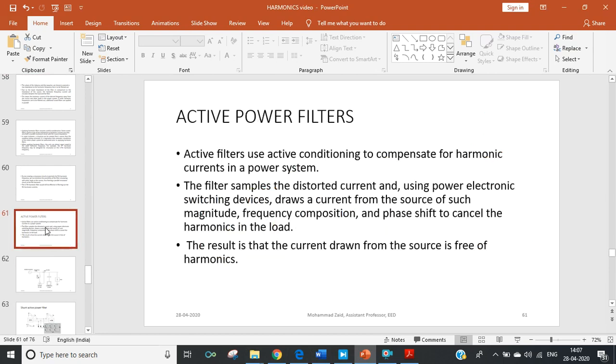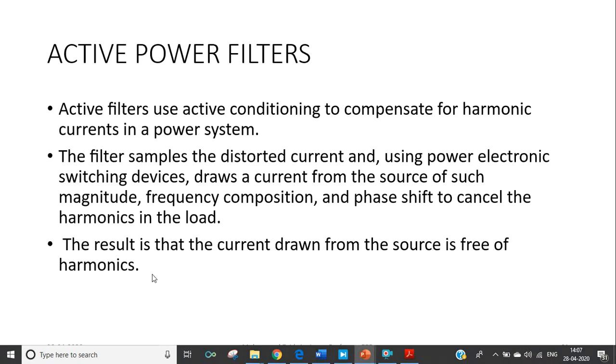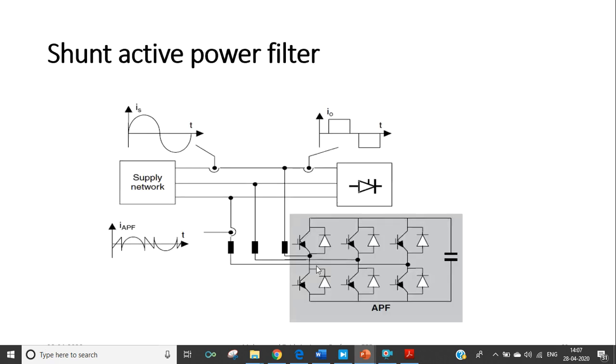Okay, now we are coming to the active filters. So we will stop here and then we will move to the active filters in the next slide. Thank you.